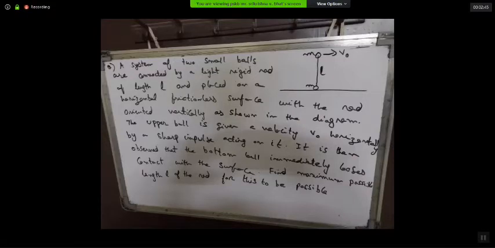Then you use an equation for circular motion. Yes, sir. Like equating forces on that body to m v naught square by L.